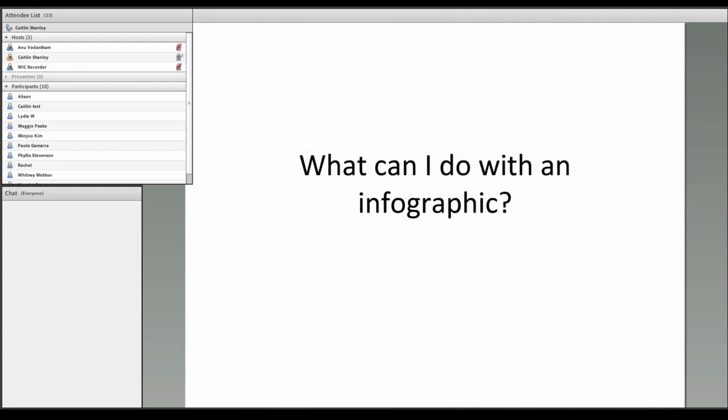So what can I do with an infographic? Why choose an infographic to represent data when you have so many choices? So we thought of a few of the different kind of ways we saw infographics being used. So I want to just go through a couple of those with you today.